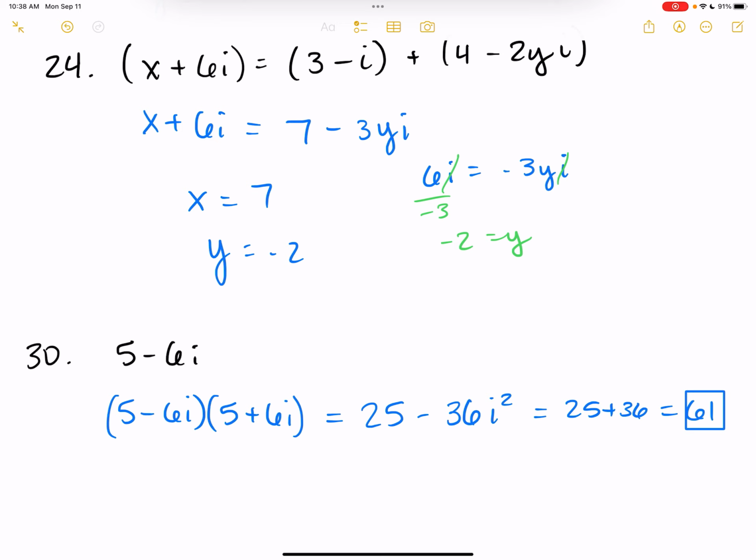So basically those problems are just gearing you up for the ones where you're actually needing to get rid of the stuff in the denominator. So I'm going to go ahead and jump down to those ones.